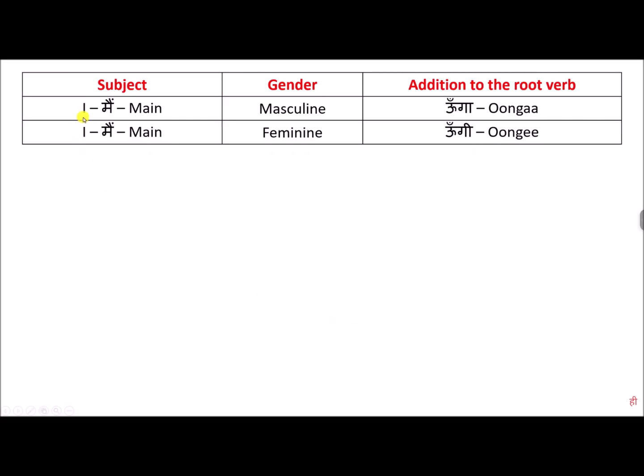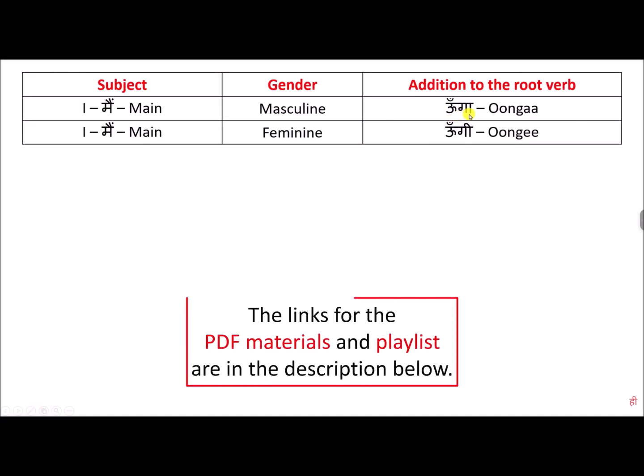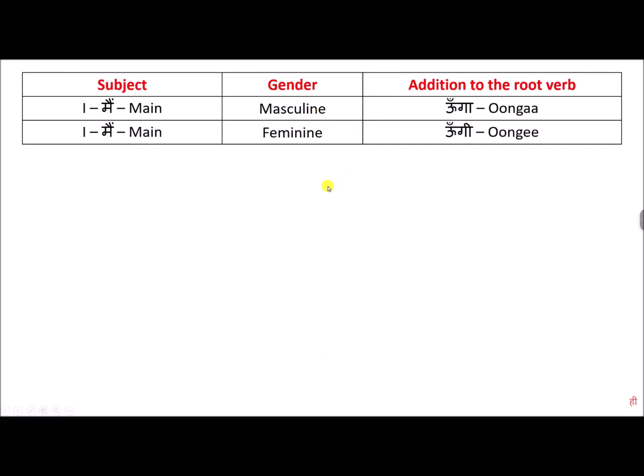First, we will take I. Now, with I, we add ऊंगा to the root verb to frame a simple future tense sentence. And we add ऊंगा when the subject is masculine. Alright? Now let me take a verb, play. The root verb play is खेल.